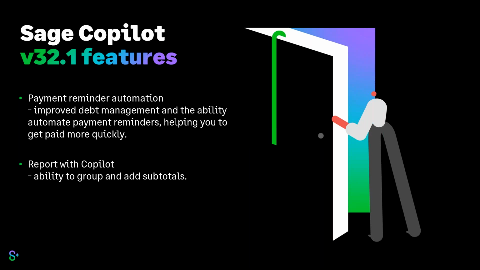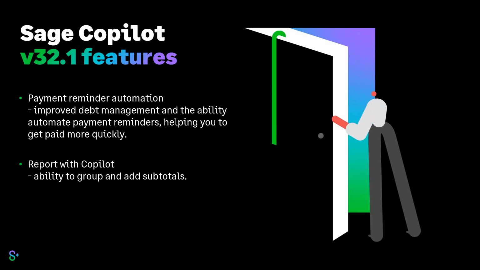So report with Copilot was enhanced, so you could say, right, I want you to group those by customers or by suppliers or by nominal code or by bank account. It will let you do that. But also in there, and this is one of the first automation options that's been introduced, it's payment reminder automation. Now you can do this manually, but you do have the option to automate it as well.